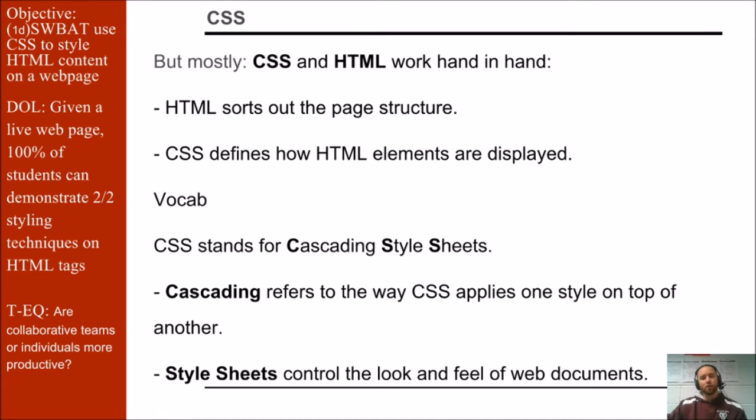CSS and HTML work hand in hand. HTML sorts out the page structure, CSS defines how HTML elements are displayed. So vocab-wise, CSS stands for cascading style sheets. Cascading refers to the way CSS applies one style on top of another. And style sheets, they control the look and feel of web documents.